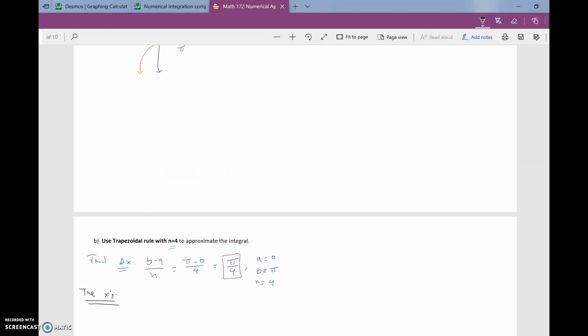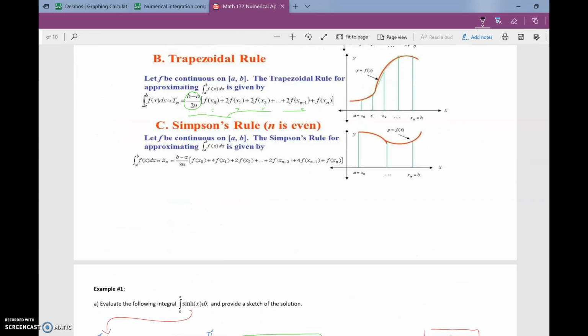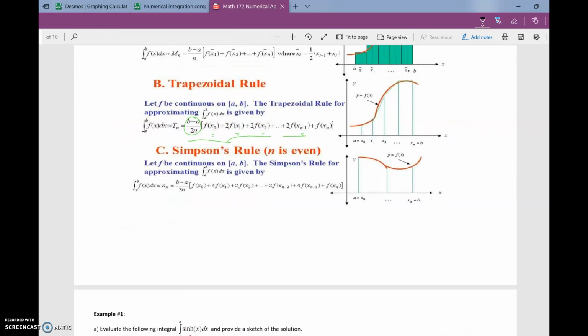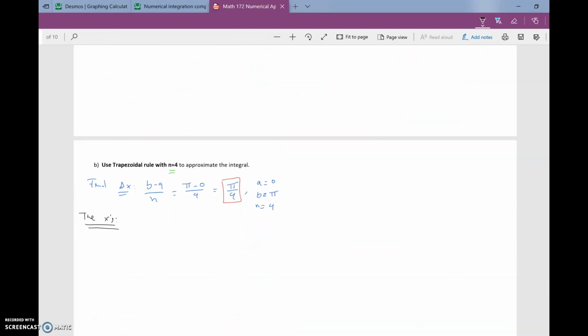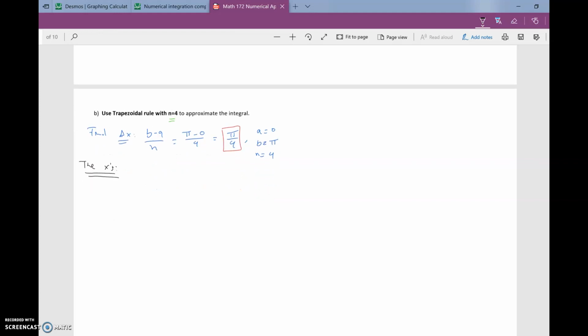And for the x values, I'm just going to follow the formula. The formula on trapezoidal rule starts at x equal to 0. So technically, it starts here. It starts at a, and then it goes all the way to b. So we're going to be using the following formula for the x's. That is going to be that x of 0 is equal to technically a, or 0.